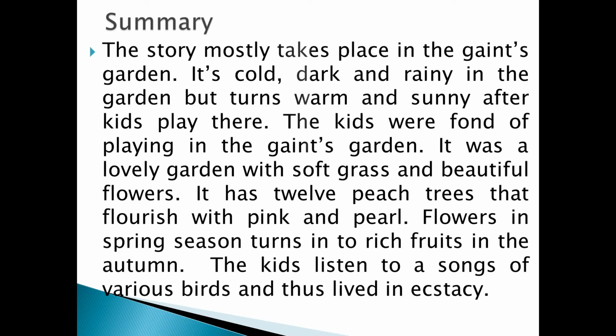Summary. The story mostly takes place in the giant's garden. It is cold, dark and rainy in the garden, once warm and sunny after the kids played there. The kids were fond of playing in the giant's garden. It was a lovely garden with soft grass and beautiful flowers. It has 12 peach trees that flourish with pink and pearl flowers in the spring season and turn into rich fruits in the autumn.